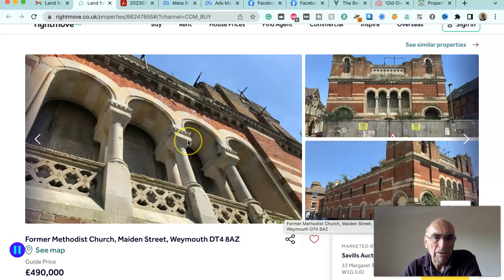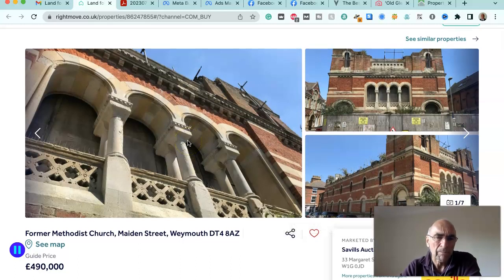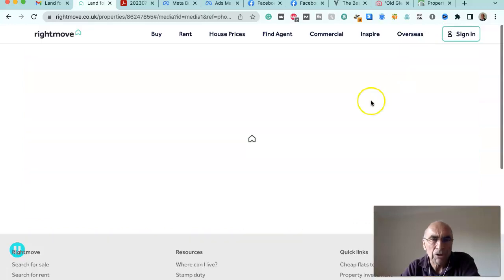This is a former Methodist church in Maiden Street, Weymouth, postcode DT4 8AZ. It's a very impressive listed building, and quite a powerful profile of building. It has planning permission for conversion to 25 flats plus refurbishment of one existing building, a cottage within the grounds. So we'll just have a look through the photographs just to get an appreciation of the building.